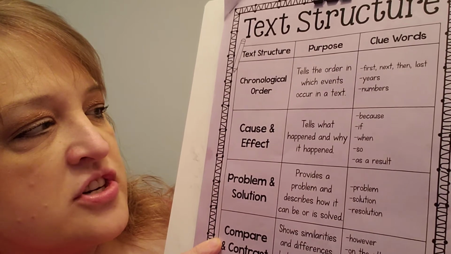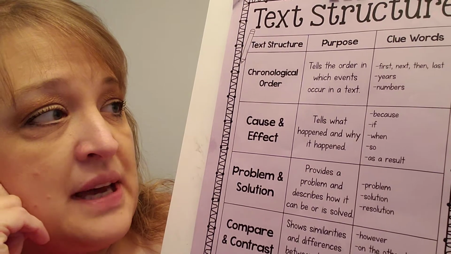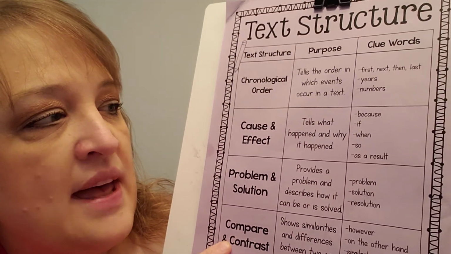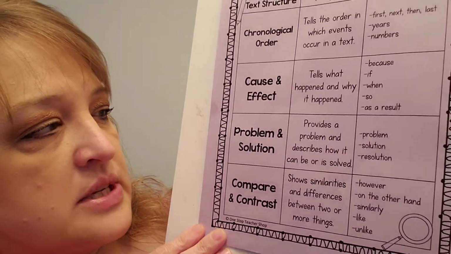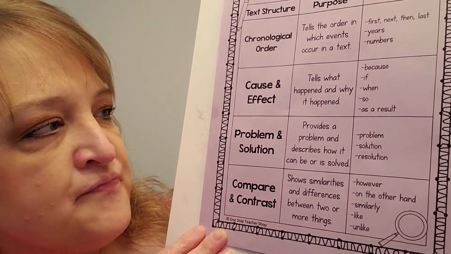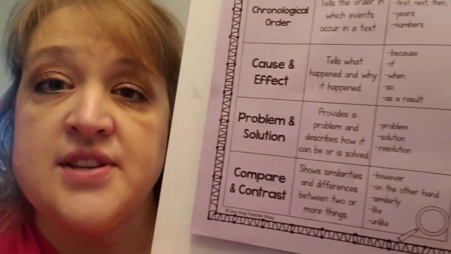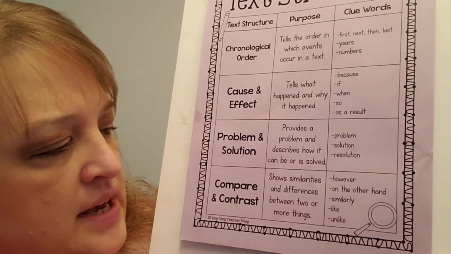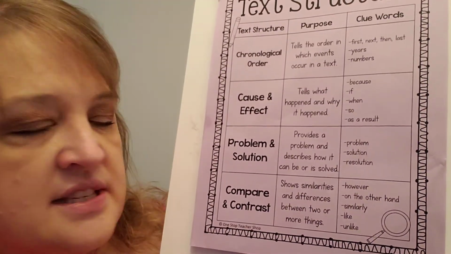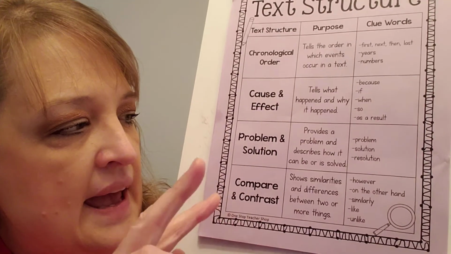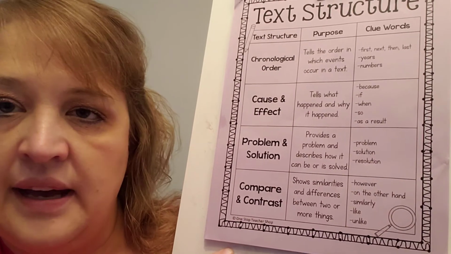The next text structure is cause and effect. It tells what happened and why it happened. You might see words like because, if, when, so, or as a result. Okay, the next text structure that we talked about was problem and solution. So it provides a problem and it describes how that problem can be solved. And then the last one is compare and contrast. And that shows similarities and differences between two or more things. And we might see words like however, on the other hand, similarly, like, or unlike.